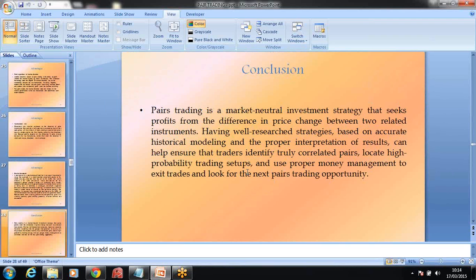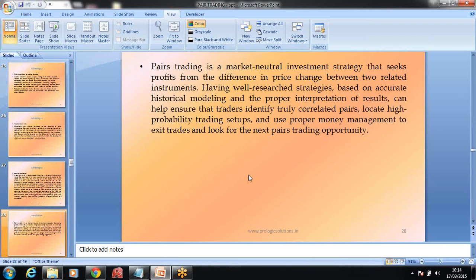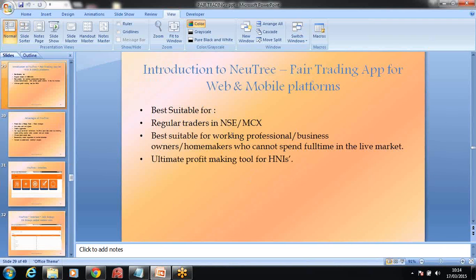The conclusion is nothing but pair trading, a market neutral strategy, and all this stuff. I can send you all this. Now, who are the better people to do this? Any trader who is trading in NSE and MCX can do it. You don't have to be in front of the system all the time, because you won't be getting calls like your intraday calls. And this is mobile enabled, so it's a mobile app also. You don't need to sit in front of a system all the time.